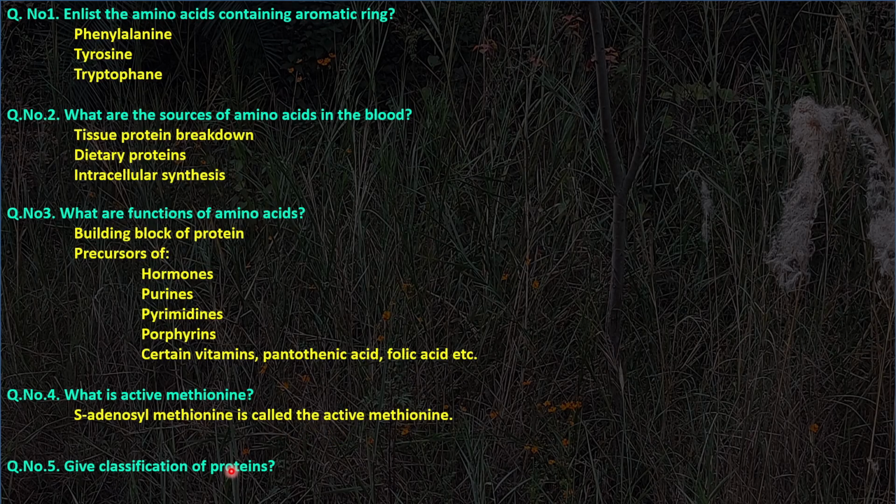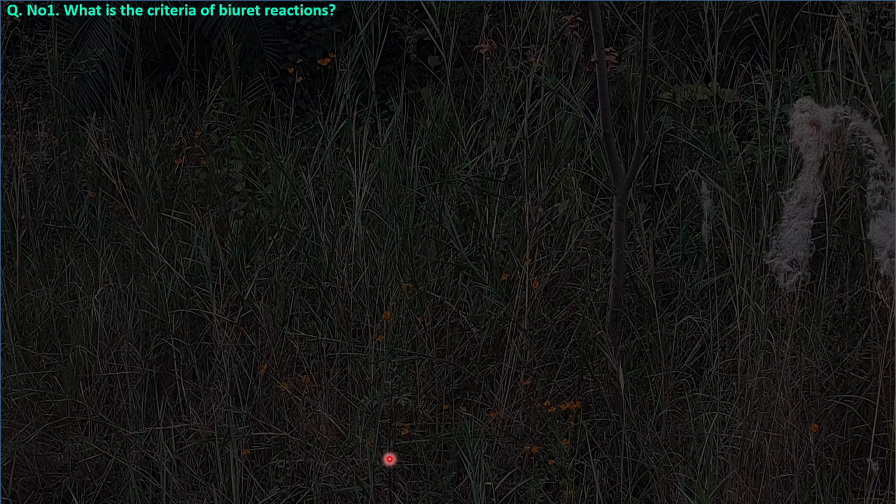Give classification of proteins. According to classification, proteins can be grouped into two main classes: simple proteins and conjugated proteins. Simple proteins have only amino acids, while conjugated proteins have carbohydrate or lipid or other components like copper or magnesium, as in ceruloplasmin and hemoglobin. What is the criterion of the biuret reaction? The sample should contain at least two peptide groups, that is, two amino acids in the given sample.